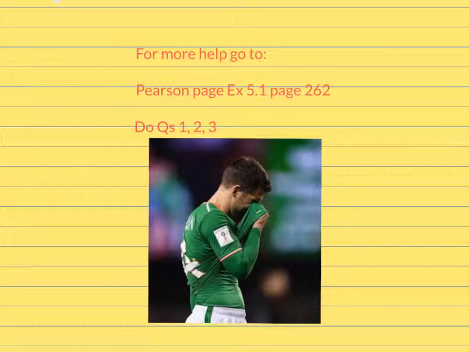If you're still struggling a bit and you're feeling a bit like this gentleman just here, a bit confused and a bit bewildered, then there's some more help. You can go to Pearson page 262 and do exercise 5.1. There are some questions there to do, questions 1, 2 and 3. Be a bit aware when you go and look at some of the videos around that some of them are very complex and jump ahead pretty quickly. But hopefully this makes sense. If you need some more help, please come and see me after class.